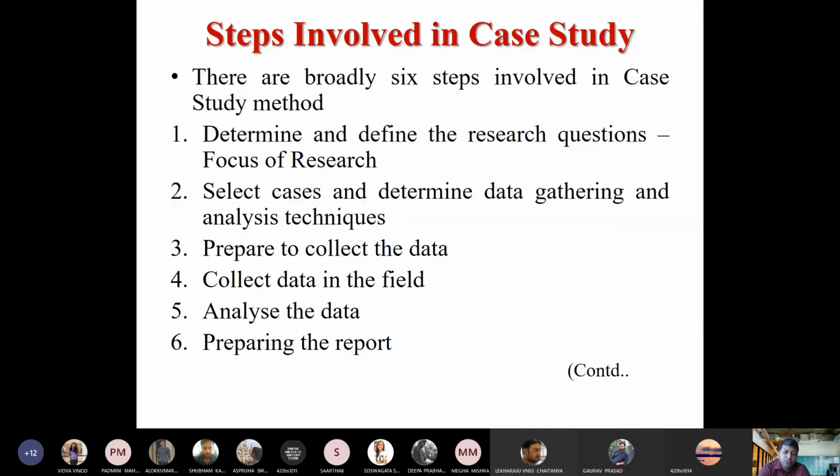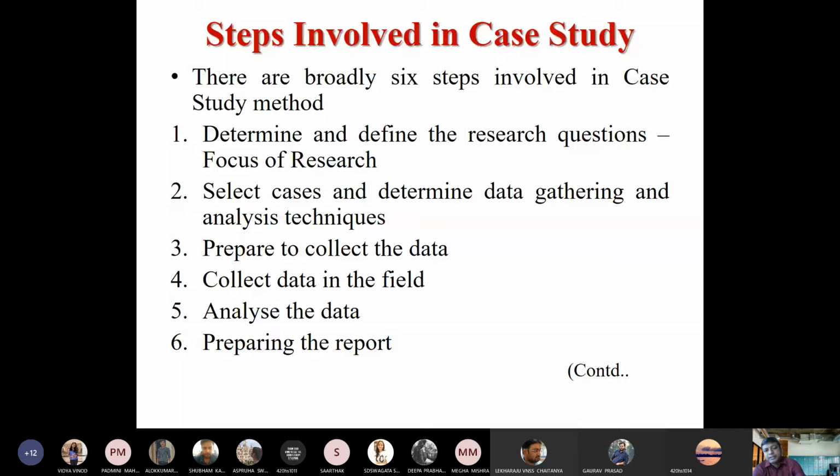Then select cases and determine data gathering and analysis techniques. You have to select the cases and determine the data gathering and analysis techniques. Unless I select the cases and determine the data gathering and analysis techniques, I cannot do justice. I have to be very careful while selecting the cases and adopting the data gathering and analysis techniques. Then prepare to collect the data. You have to be very prepared on how to collect the data. Then collect the data in the field. You have to go there.